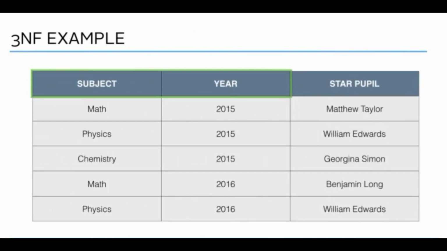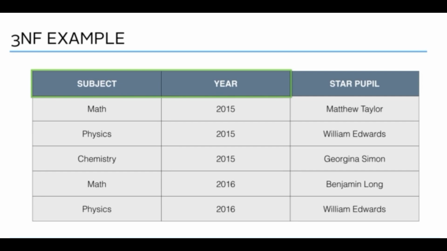The first table is going to look like this. We have the subject and the year, and then we just have the star pupil. So let's check whether this is in third normal form. Is it in first normal form? Well, yes. We have no repeated rows of data. They're all unique. We have no column which has more than one value for each row. And we also have a primary key, which is subject plus year. So this table is in first normal form.